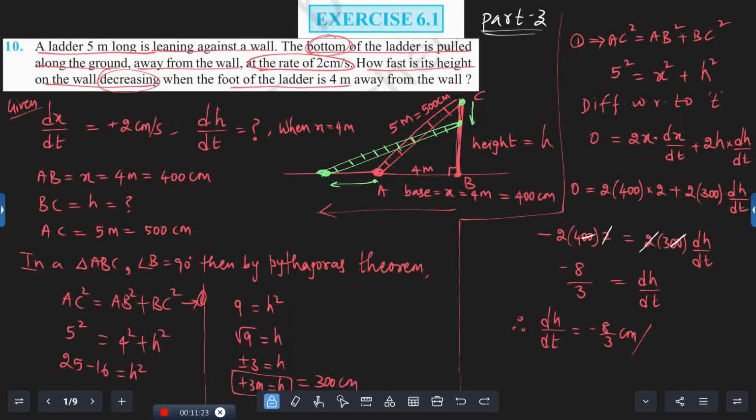Centimeter per second. So when you write the statement, you should not mention the negative. Instead of that, we should write decreases. The height decreases at the rate of 8 by 3 centimeter per second. Like that you should write.